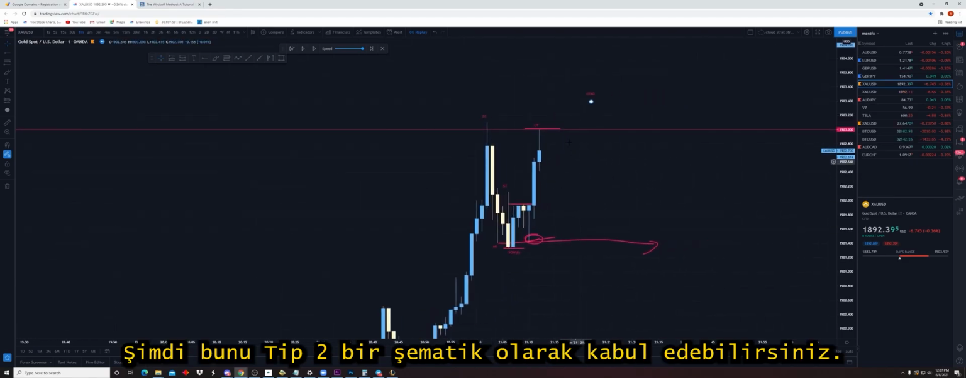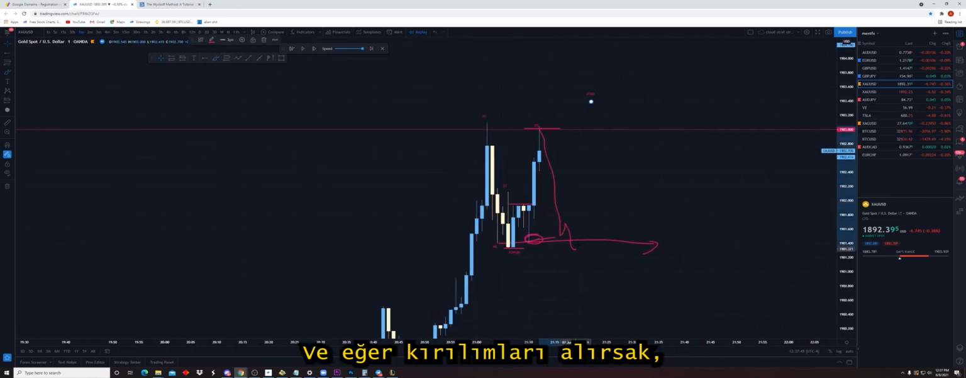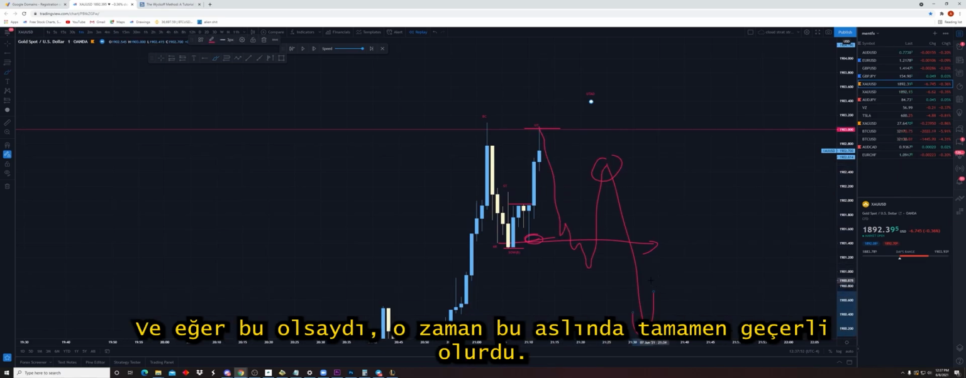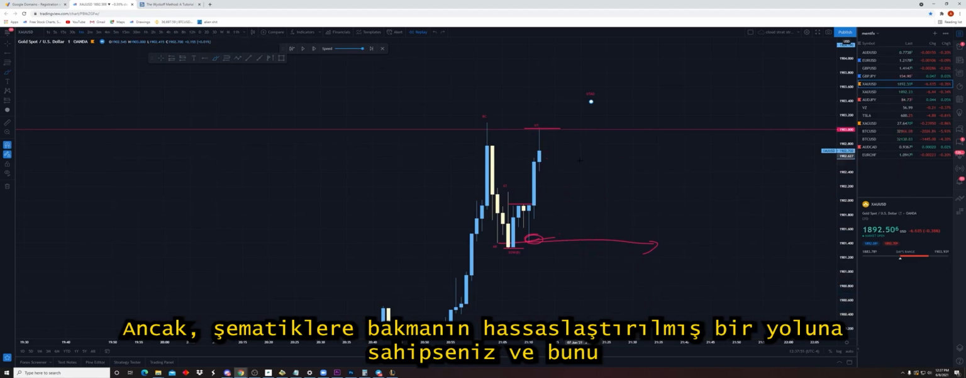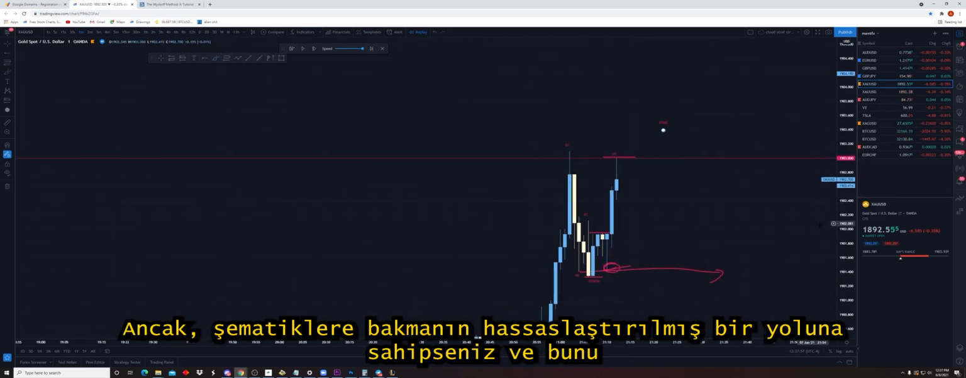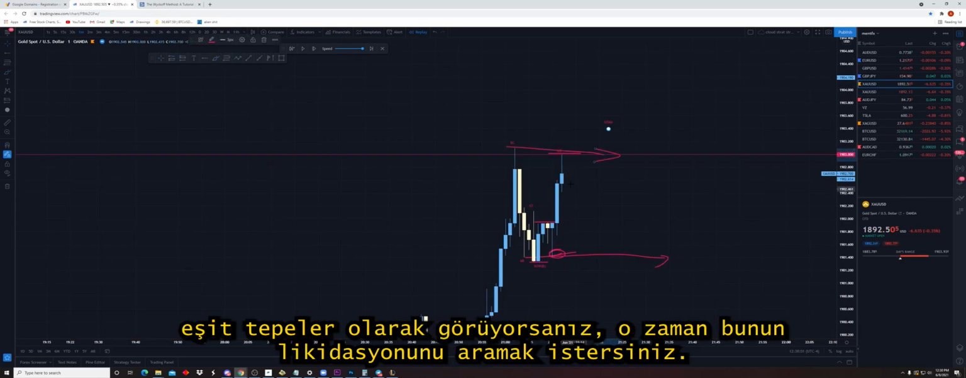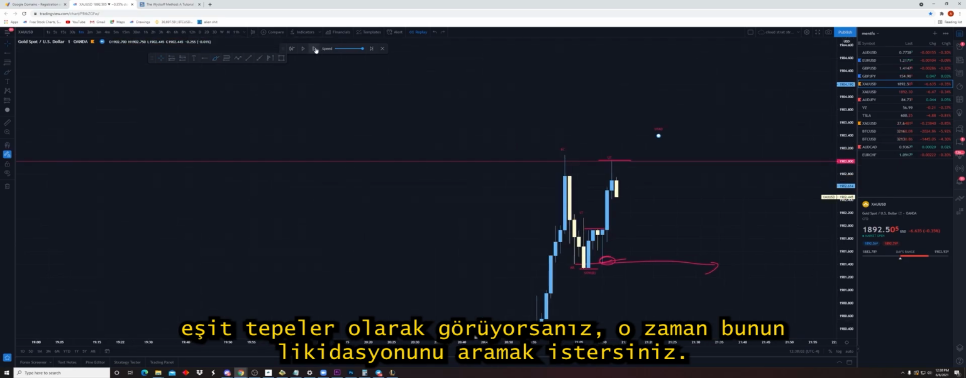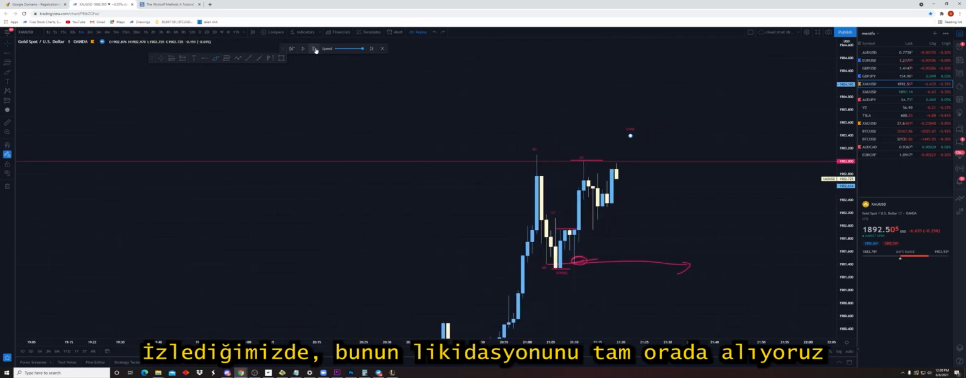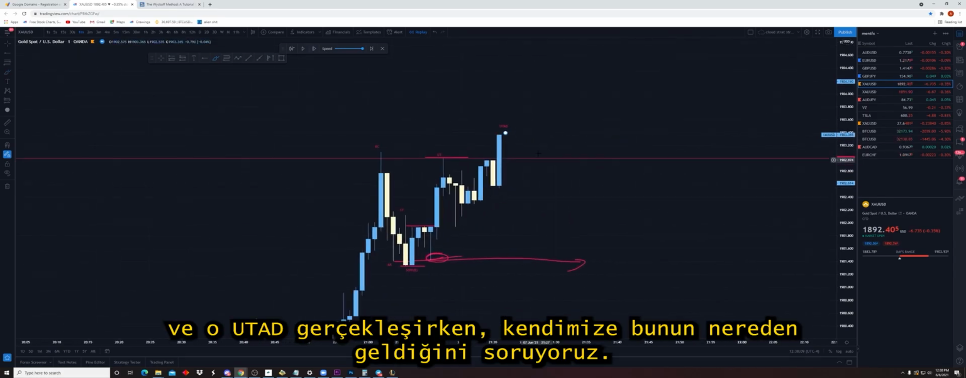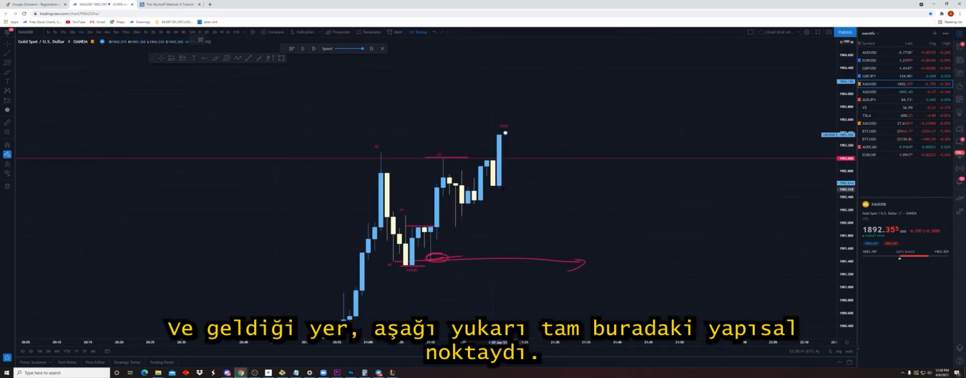Now, you can consider this a type 2 schematic, and if we do get the breaks, you can look to be involved on it to take it downwards. And if that happened, then that would be fully valid. However, if you have a refined way of looking at schematics and you see this as an equal high, then you want to look for the liquidation of that. So as we watch, we get a liquidation of that right there. As that UTAD happens, we ask ourselves where that came from. And where that came from was pretty much this structural point right here.